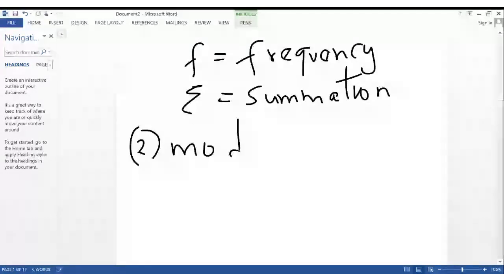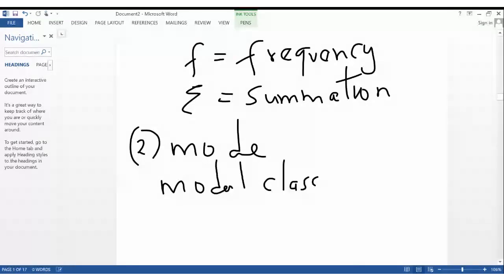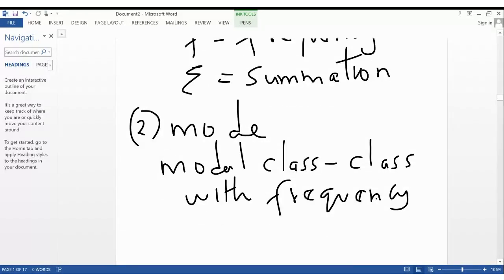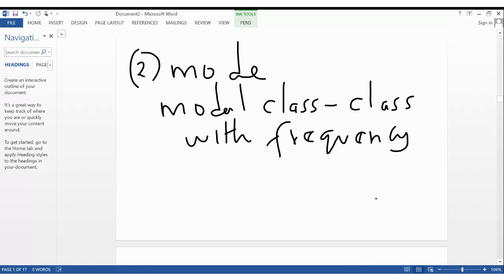I'll start first of all with the modal class. This one you know how to calculate just by observation. This is the class with the highest frequency. Simple as that. That's the modal class. Now the mode, it is a value. You know how to get the modal class, and I'll show you in an example how to get it by observation. But I know you don't know how to get the mode. There's a formula for the mode.